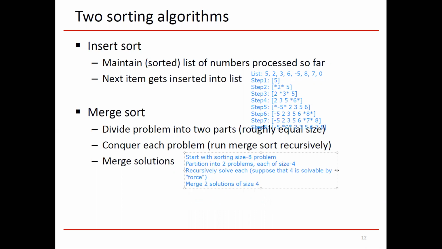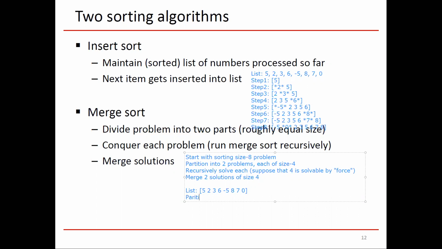So now let's work through our example. So we have our list. We have 5, 2, 3, 6, -5, 8, 7, 0.